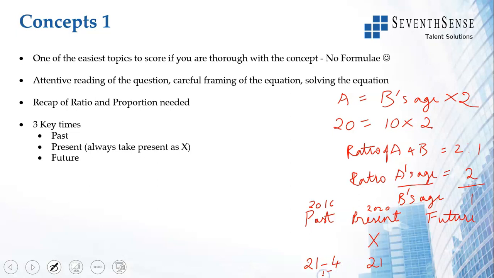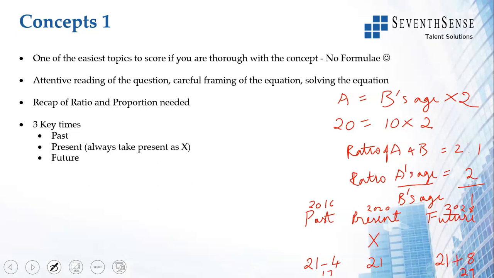Let us say it is 2028. That is in the future. Now, would you be lesser than 21 or more than 21? You would be more than 21. And how much more? 2020 to 2028 is 8 years, so you would be 21 plus 8, which is 29. So, recap, there are 3 key times: past, present, and future. Take the present as x.